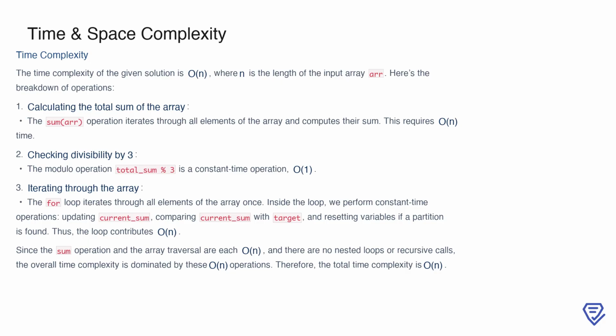Within this loop, operations like updating the current_sum, comparing it to the target, and resetting variables are all O(1) operations. Since the loop iterates through the array once, it contributes O(n) to the overall time complexity. Combining these steps, the total time complexity of the solution is dominated by the O(n) operations, making it O(n) overall.